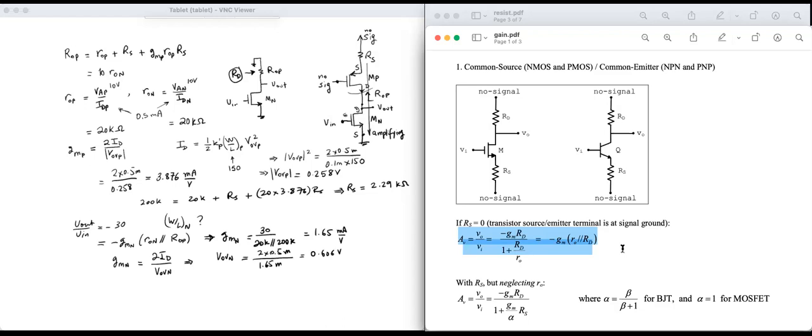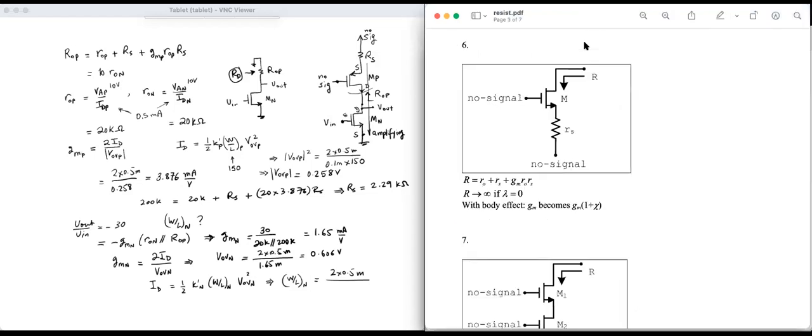So now I have VOV and I know ID. I will reuse this formula. ID is half K prime N W over L N VOV N squared. Of course, all these MOSFETs should be in SAT for this to make any sense. And this will give me W over Ln. So 2ID, 2 times 0.5 milli over K prime N, which is given in the question here.